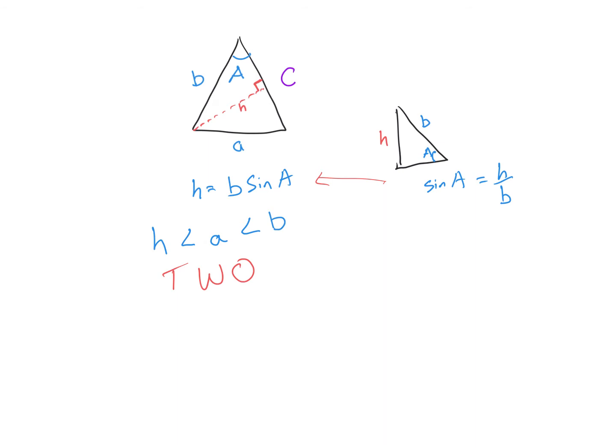However, if we find that the distance A is just less than or equal to B, and it's also less than H, if A is less than H, right? Then there are 0 possible triangles that can be created with this.